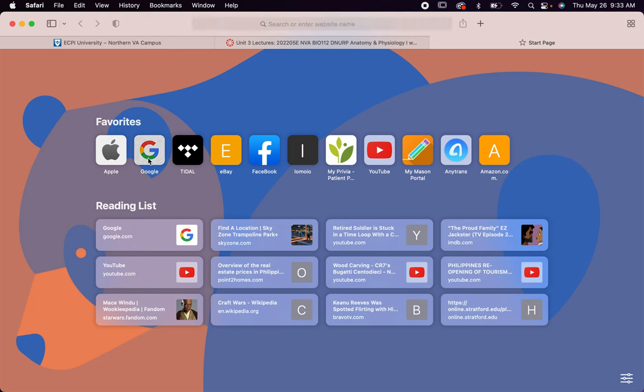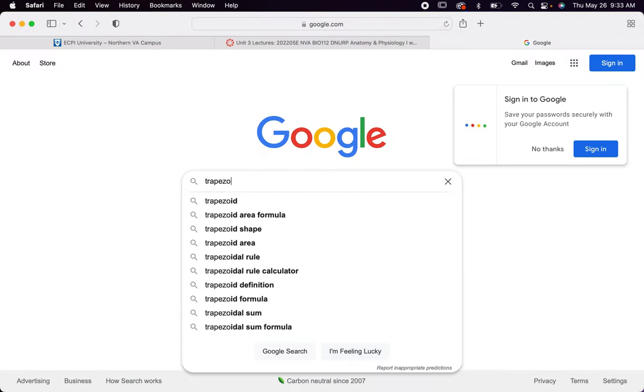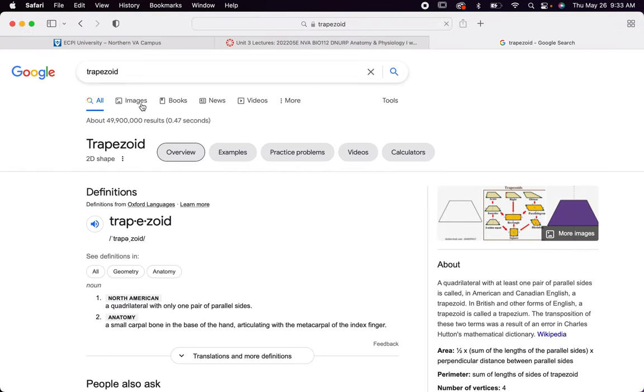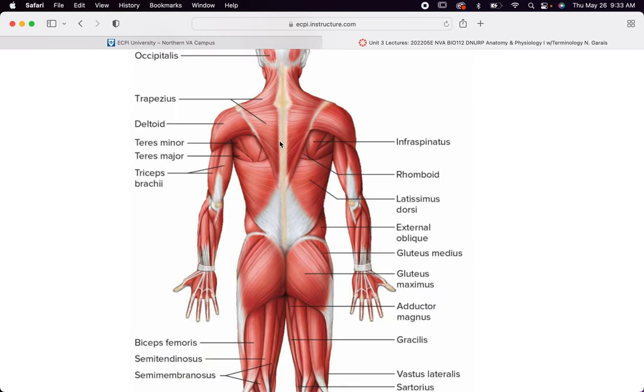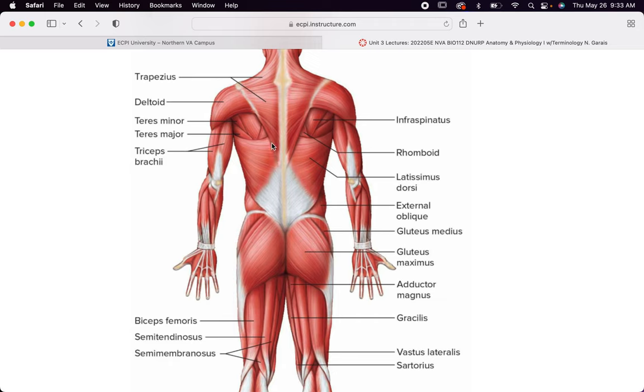If you don't recall, this is what a trapezoid looks like. It looks like a pyramid with the top cut off, so you kind of use your imagination here. One side, another side. This is a side. That's a side. And those are your traps.